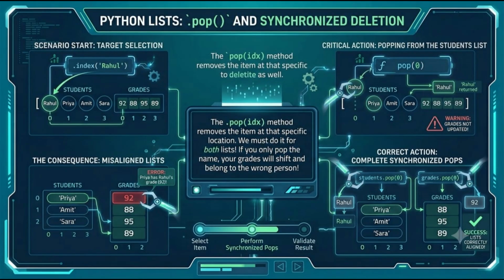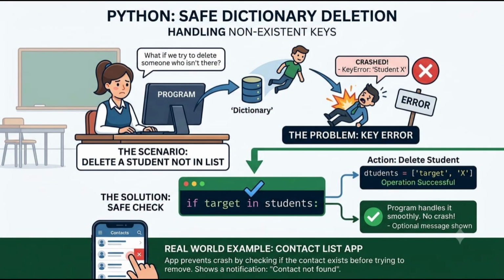We use .pop(idx). It removes the item at that specific location. Notice we do it for both lists. If you only pop the name, your grades will shift and belong to the wrong person. What if we try to delete someone who isn't there? The program will crash. We wrap this in an if target in students block to keep things running smoothly.